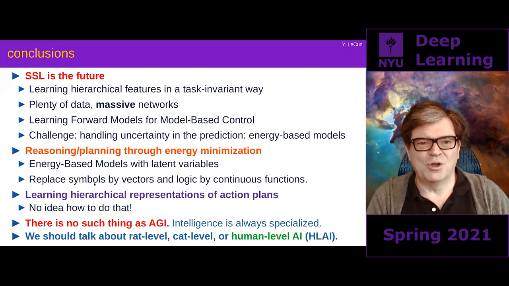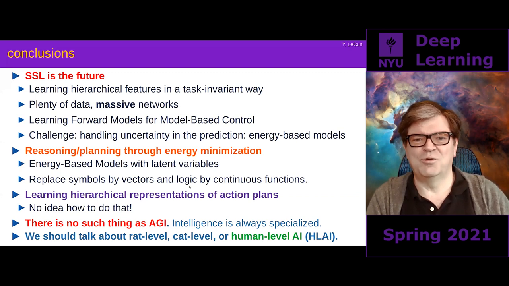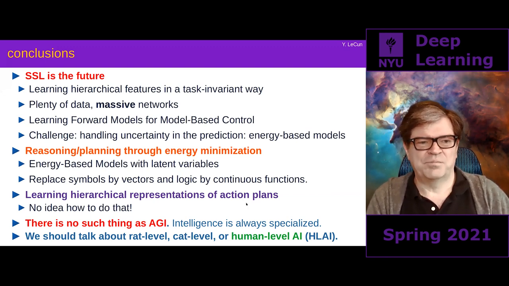We don't do logic and symbols. We basically replace symbols by vectors, and we replace logic by continuous energy functions that we can compute gradients of, essentially. But that's how we do reasoning. We don't know how to learn hierarchical representations of action plans yet. I have no idea.